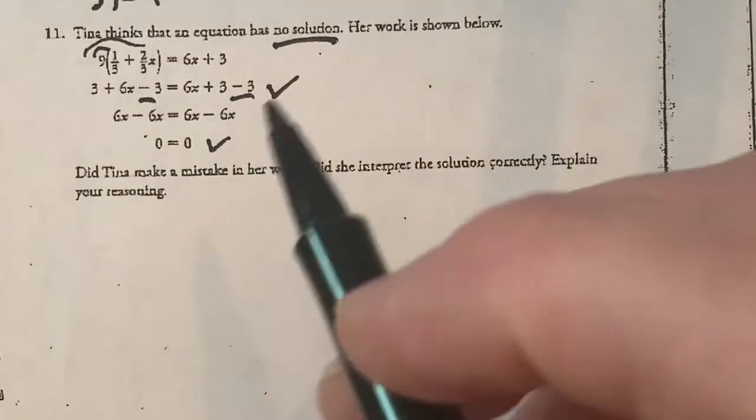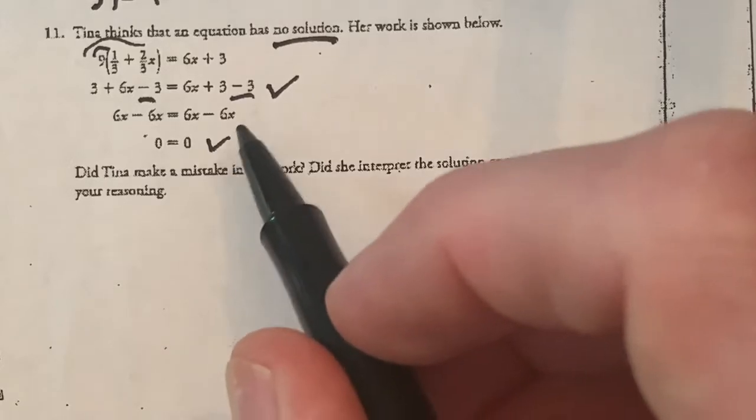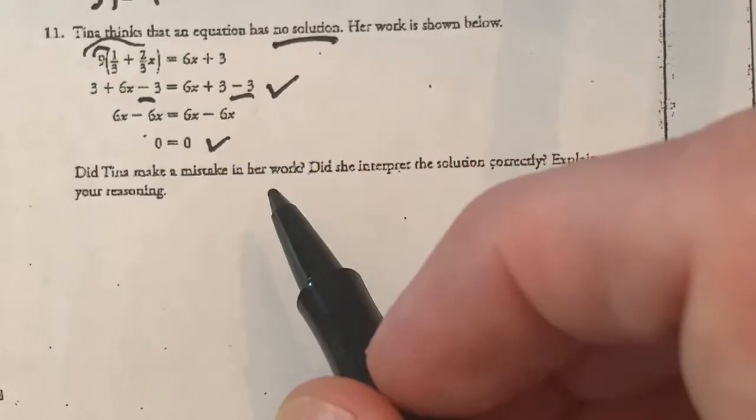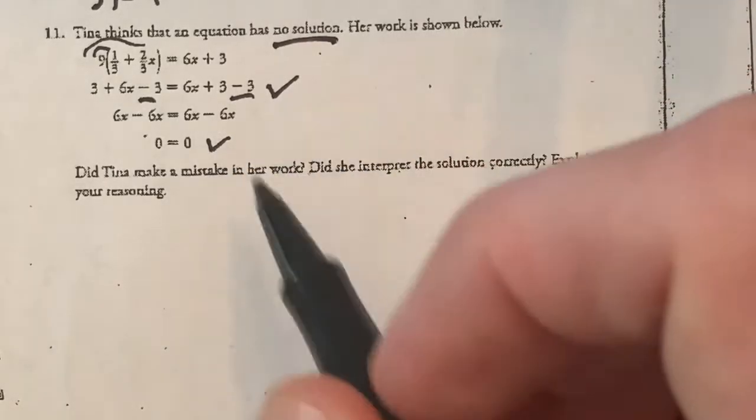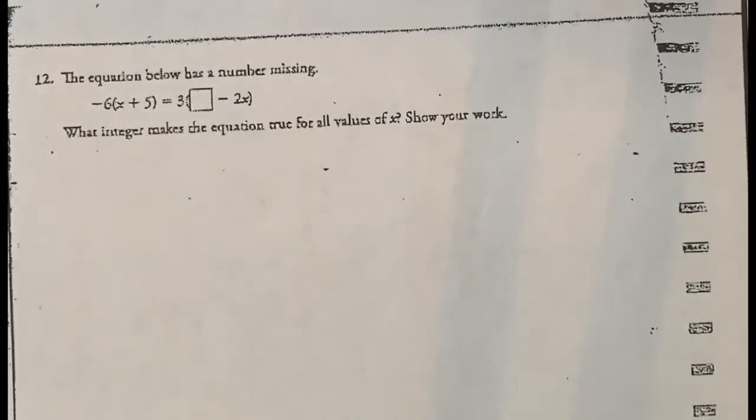So think about what we talked about previously, and then explain your answer why this is either no solution, infinite solutions, or one solution based off what we talked about on number 10. Number 12, the equation below has a number missing. What integer makes the equation true for all values of x?